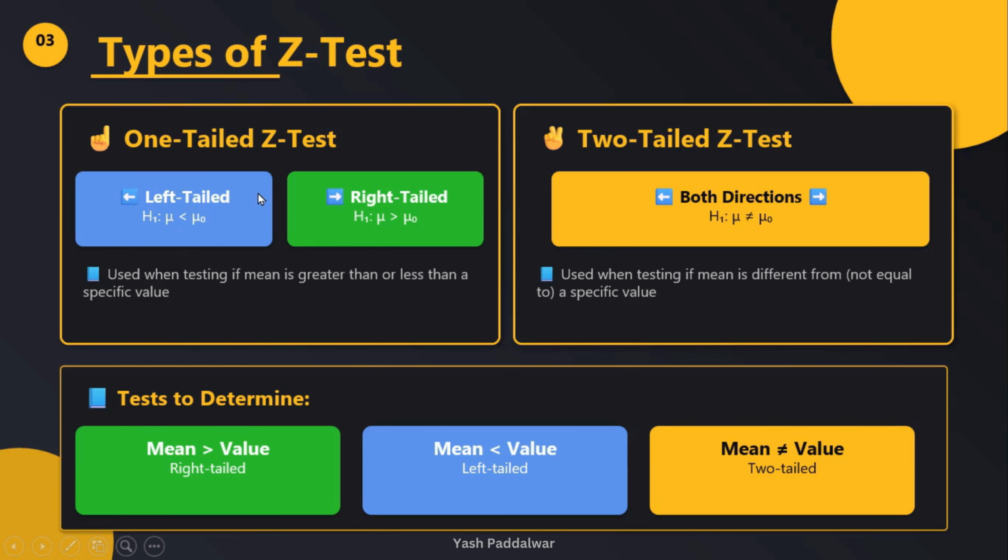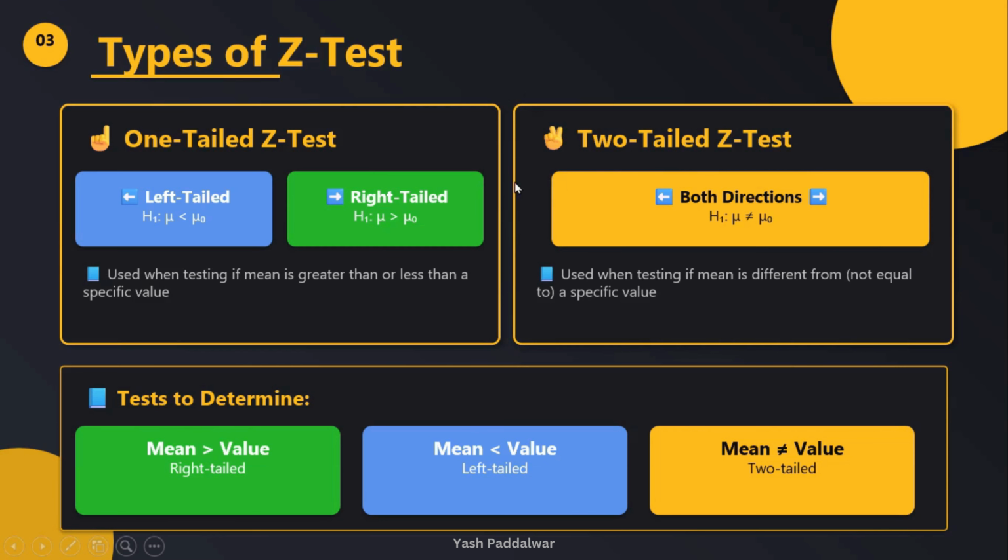So what exactly is left-tailed? When your sample mean is lesser than your population mean, you can say that it is left-tailed. If your sample mean is greater than your population mean, then it is right-tailed. This one-tailed Z test is used when testing if your mean is greater than or less than a specific value. In simple terms, the one-tailed Z test checks whether your deviation is only in one direction, whether it is greater or less.